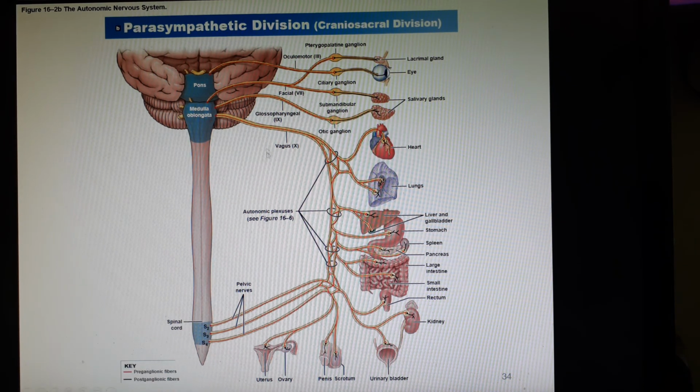Now, the vagus nerve is one of our cranial nerves. You remember it's nerve 10. And it is the parasympathetic controller of most of the organ systems. People laugh because I actually have a favorite cranial nerve. I know that's weird. But the vagus nerve is amazing.